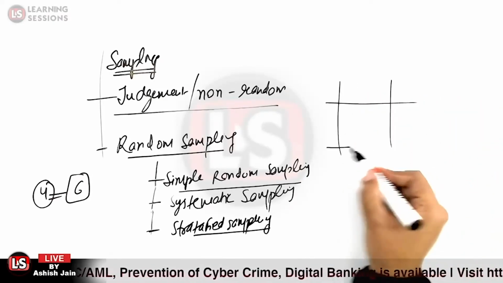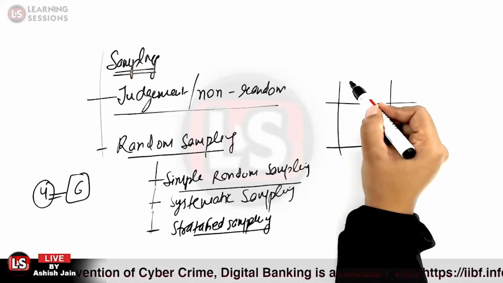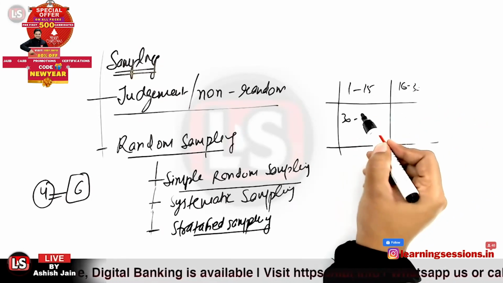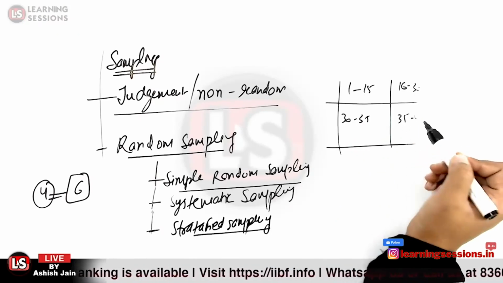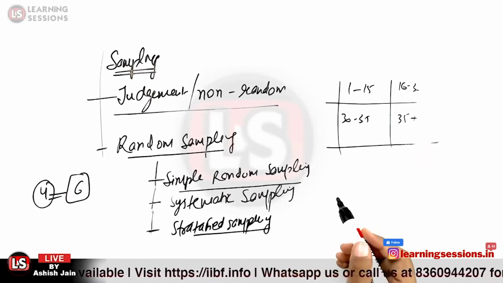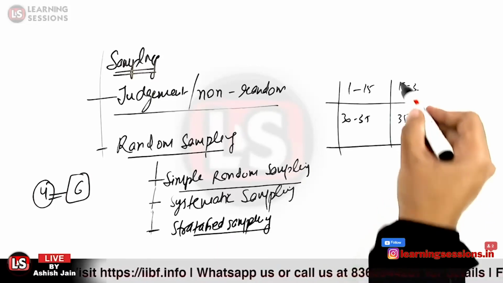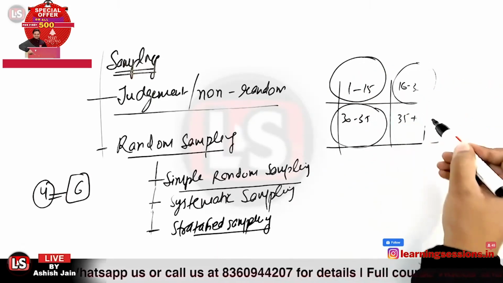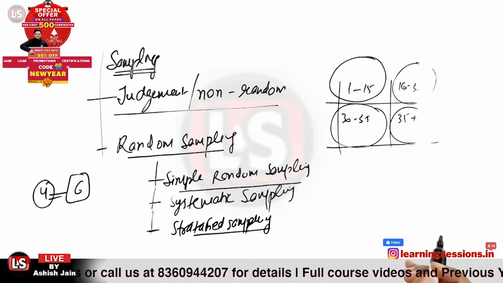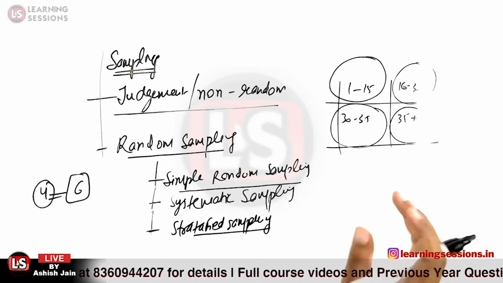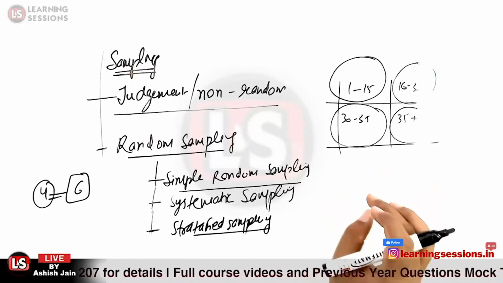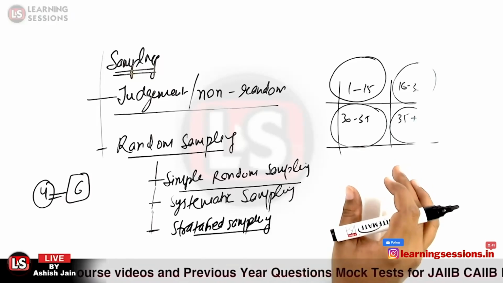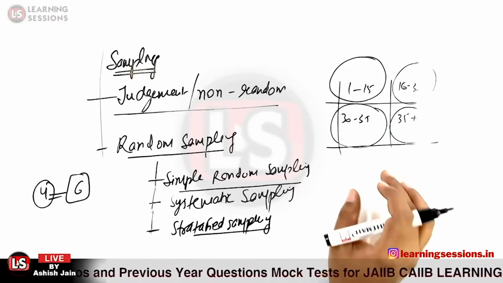Let us take the case that you categorize those as 1 to 15 years, then 16 to 30 years, 30 to 35 years, and 35 plus years. So those are the different categories you formed, and further you formed the different strata. You put each and every different age group into different groups. Those are termed as strata.